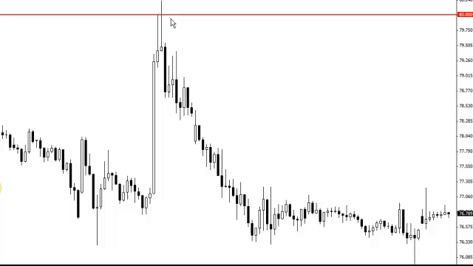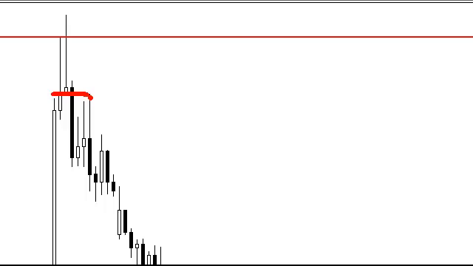So how was I going to play the pin? Well, I always play my pins the same way. I always play the pin at a break of the low, or if I'm going long, a break of the high. In this case, I was selling short. So I set an order to sell short at the break of the low, and I set my stop above the very big round number.